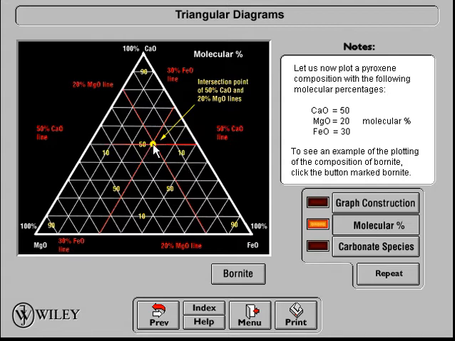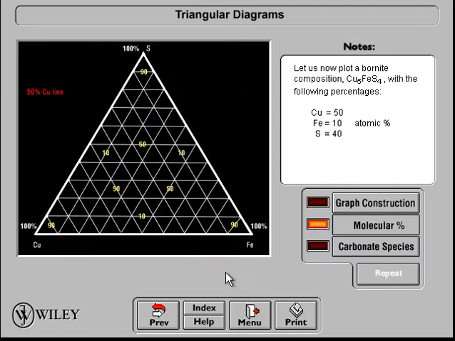Yeah, no, it's a diopside, but it has more iron inside. It's a mixture between a diopside and a hedenbergite. Now we are doing the same thing here for the mineral bornite. So let us now plot the bornite composition.